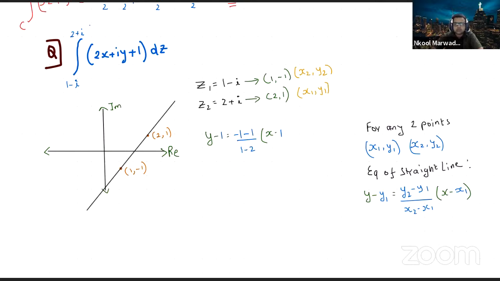Now, if we simplify this, after simplification you will get an equation like y is equal to 2x minus 1. So this is the equation of the contour. And here I can say that dy by dx is 2, so dy will be 2 dx.